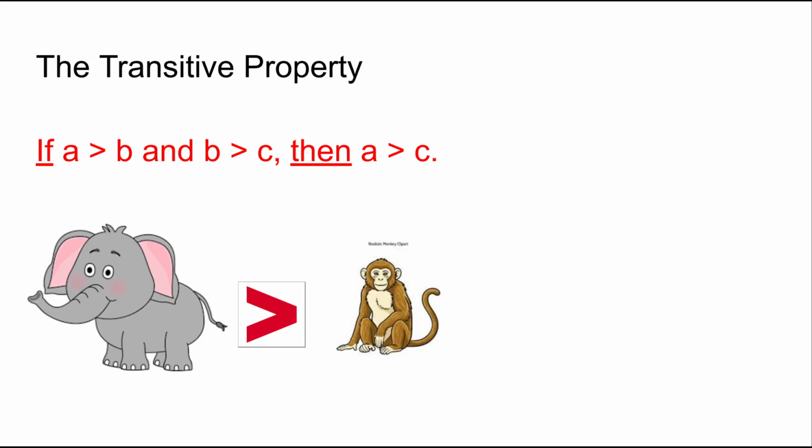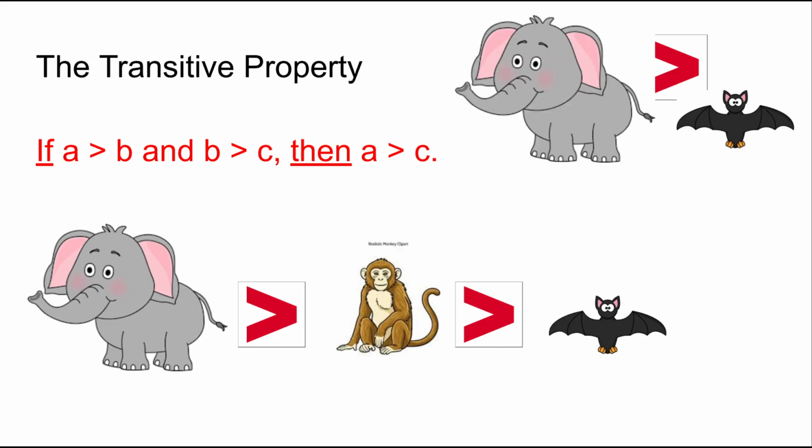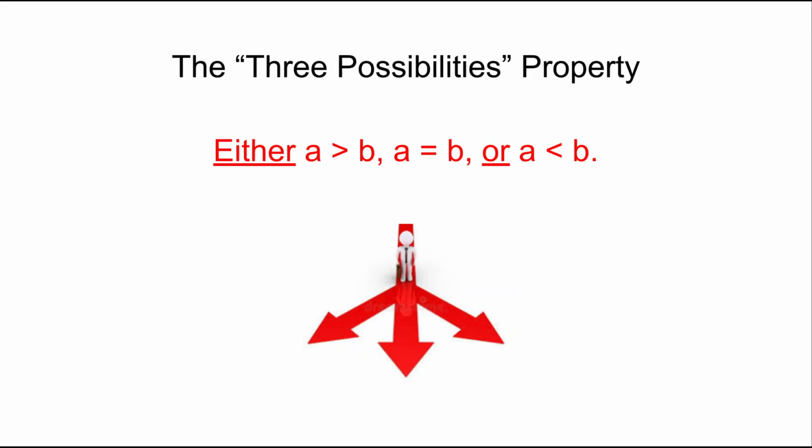You can imagine this. If an elephant is greater than a monkey, that's A is greater than B, and B is greater than C, a monkey is greater than a bat. Therefore, an elephant would be greater than a bat in size. The three possibilities property. This also will come up in your review. So either A is greater than B, A is equal to B, or A is less than B. There can only be three possibilities. These all cannot be true at the same time, and neither can two be true at the same time.